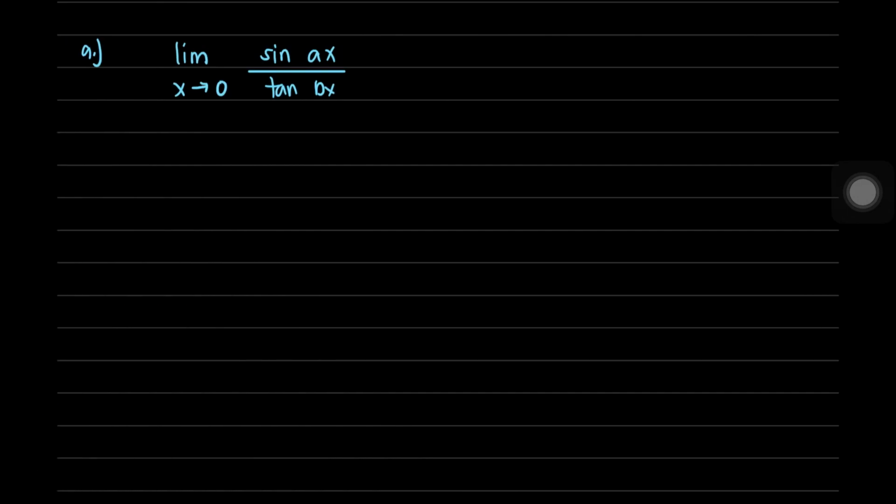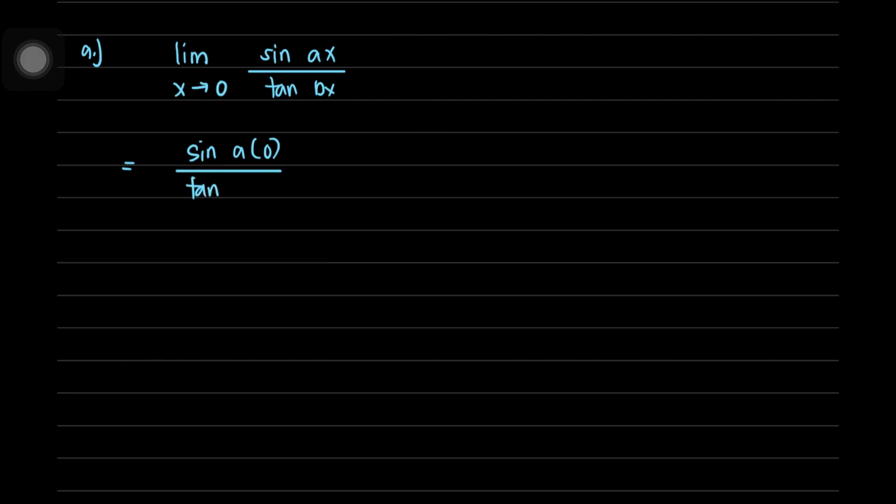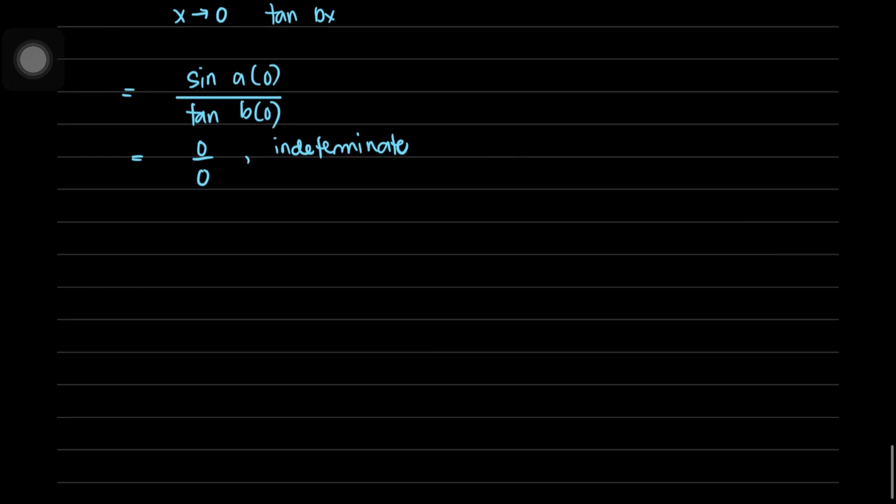Alright, so example number 9. Find the limit of sine ax all over tangent of bx as x approaches 0. So if we're going to solve for the function at 0, in this function we have sine of a times 0 over tangent of b times 0. Right? So this is now equal to 0 over 0, or that is indeterminate. So how are we going to manipulate this one in order for it to be solvable, or in order for us to obtain a limit for this function?